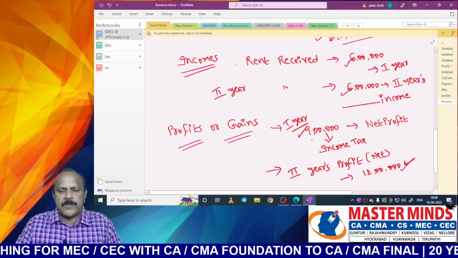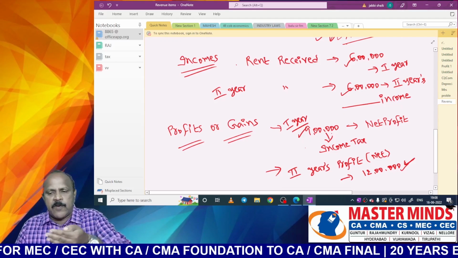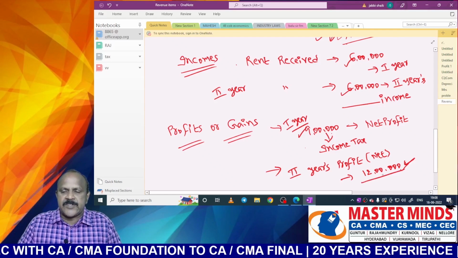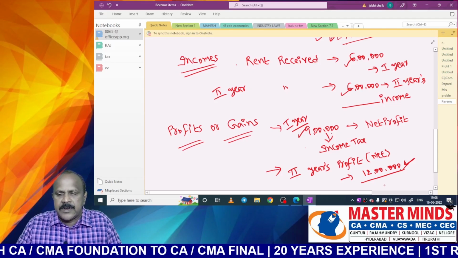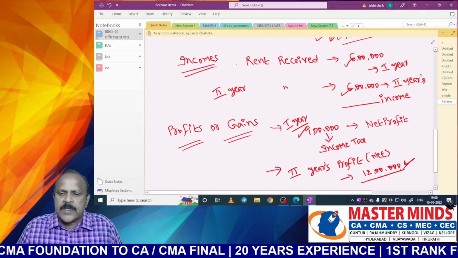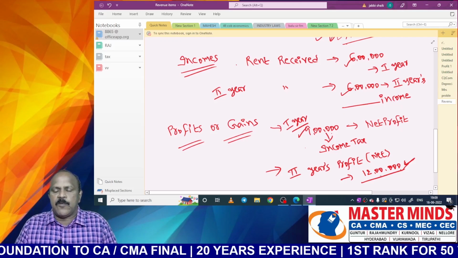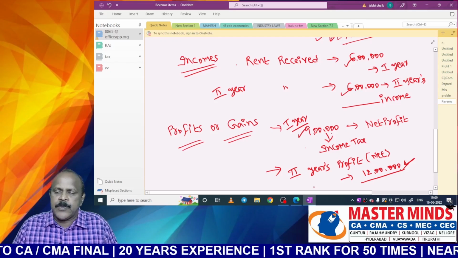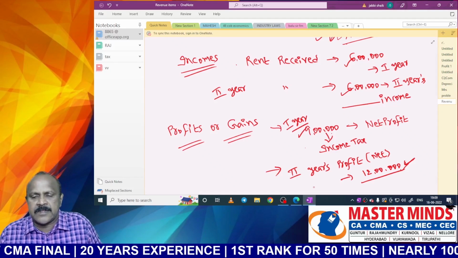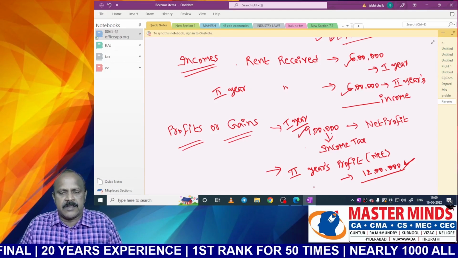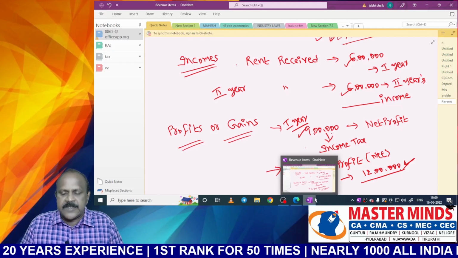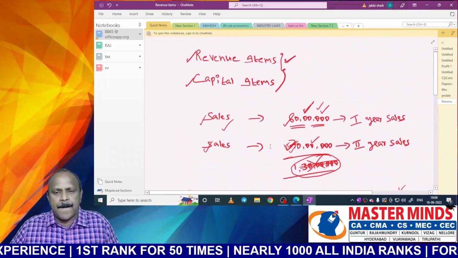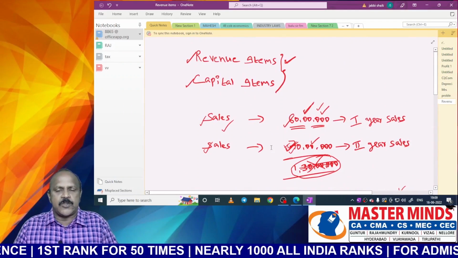This net profit of the first year should not be carried forward to the next year, should not be added to the next year's profit, and profit should not be cumulative, students. When we are asked about profit, our answer must be simple. The first year's net profit is 9 lakhs, the second year's net profit is 12 lakhs, but we should not answer in a cumulative way, that is 21 lakhs. It's wrong, students.